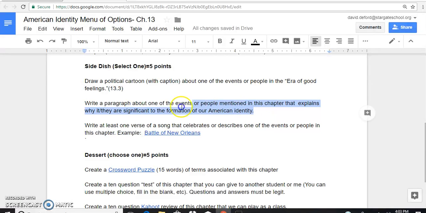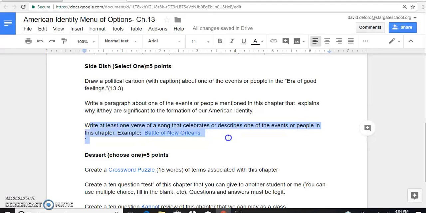If you want to keep it a little bit more simple, you can just write a paragraph about one of the people or events that are mentioned anywhere in this chapter and explain why they are significant to how they formed our American identity. So, for example, let's say that you are reading about early American art and you stumble upon John James Audubon. You could write a paragraph about why he's significant to our artistic scene now and how he also helped America to develop.